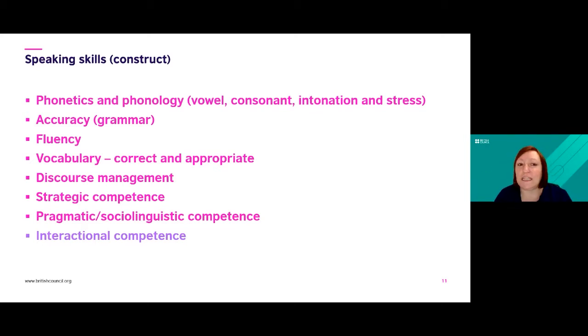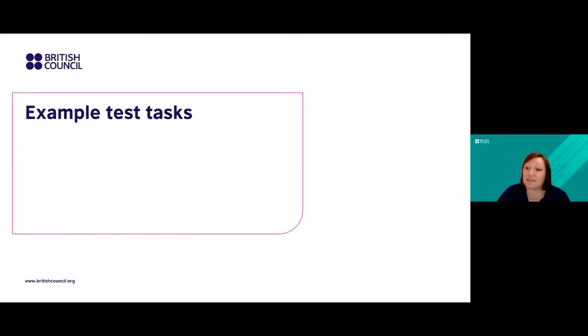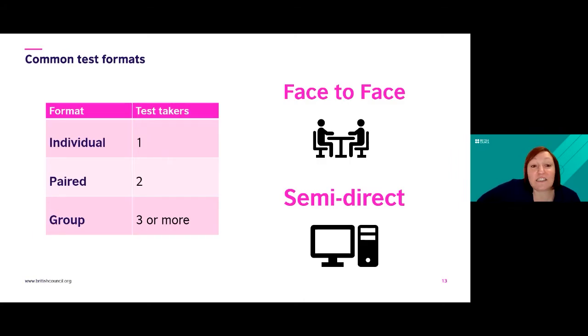Okay, this is what we in testing call the construct. In other words, the skills and competences that we are trying to measure, assess in our tasks. All right, so let's go and have a look at some tasks. But before we do, let's look at some test formats.